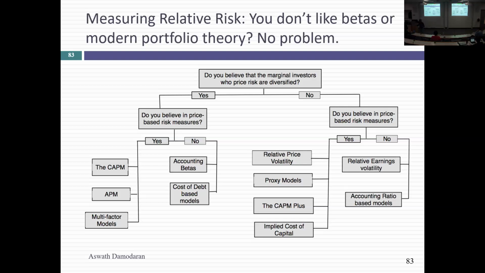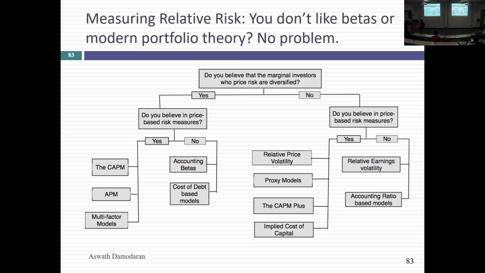And I admitted then that it's not a perfect assumption. There are companies where this is not going to be true. And it has consequences, right? Because I'm ignoring all that risk that is company specific. So the second argument against betas is, I don't believe in this diversified investment.